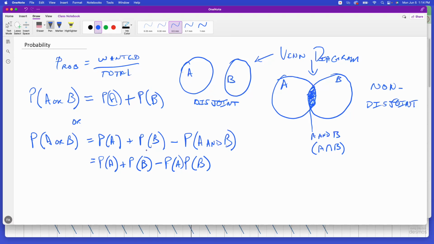However, if we have a situation where it's non-disjoint, we have to take out the overlap between those, because we would count all the probabilities for event A, and then we count all the probabilities for event B, but that little section, that overlap, has been counted twice. So we have to subtract off what's called the intersection between A and B. We'd add the two probabilities together, and then we'd subtract off their intersection. And that's what this piece is right here.